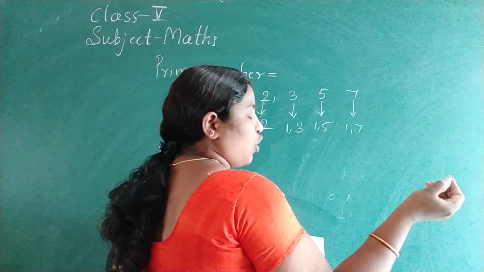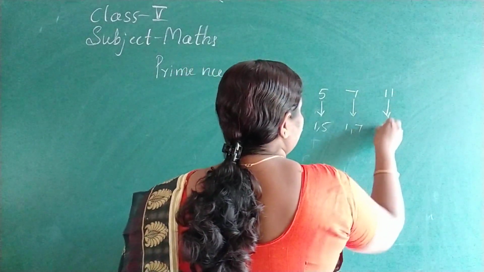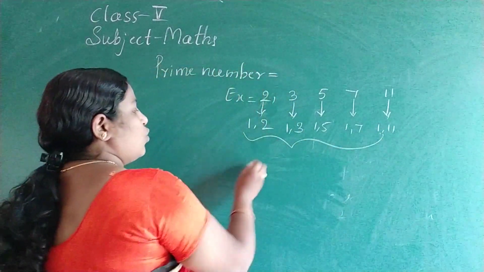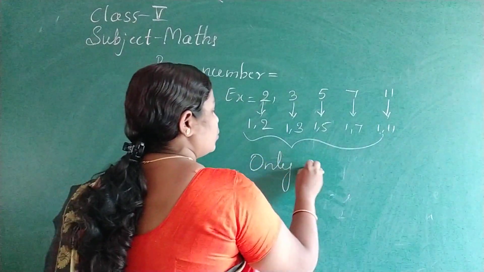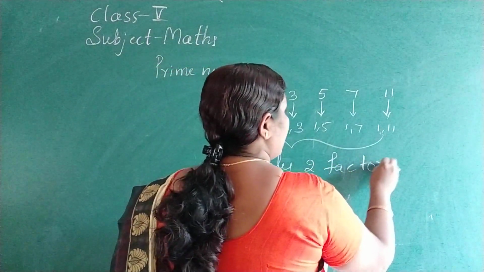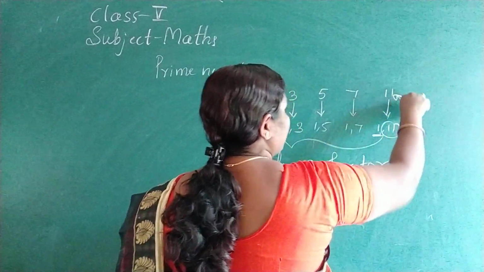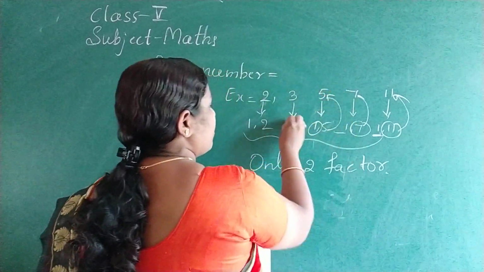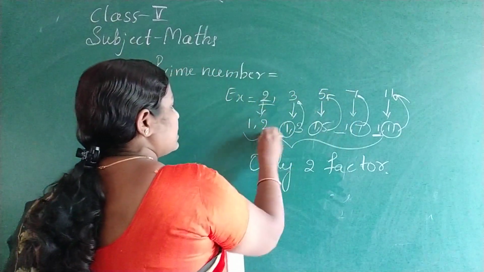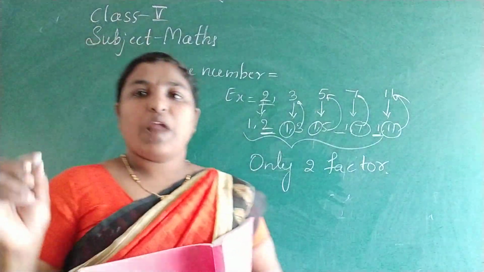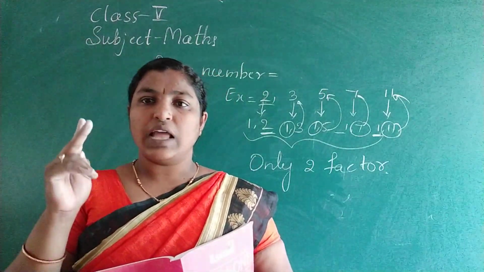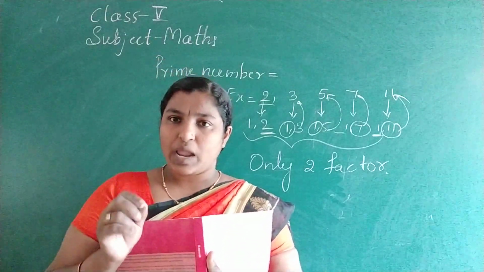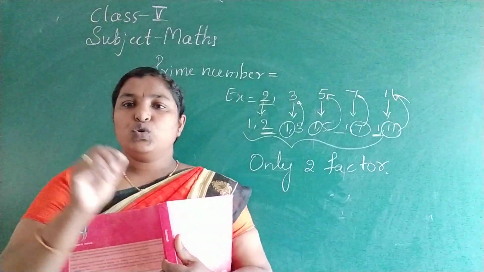8, 9, 10 are composite numbers. Then 11, 1 and 11. So a prime number has only two factors, that is, 1 and the number itself. The prime numbers have only two factors, that is, 1 and the number itself. So there are 25 prime numbers between 2 and 100.